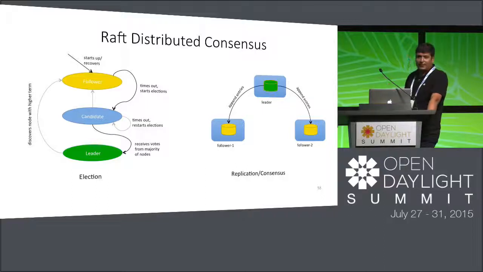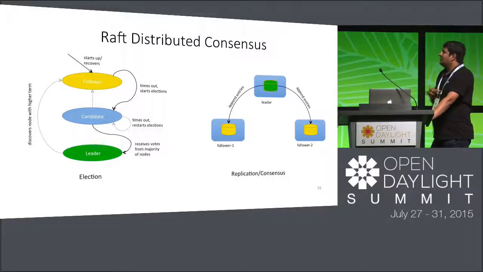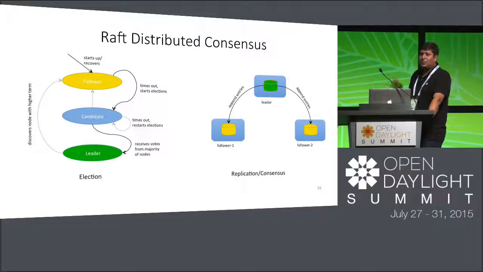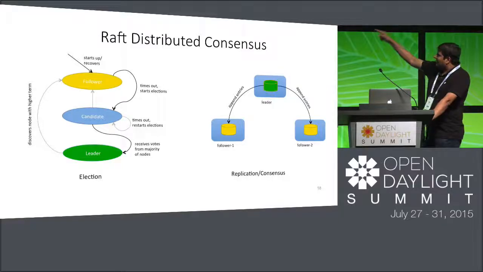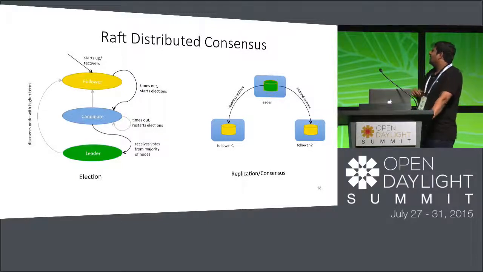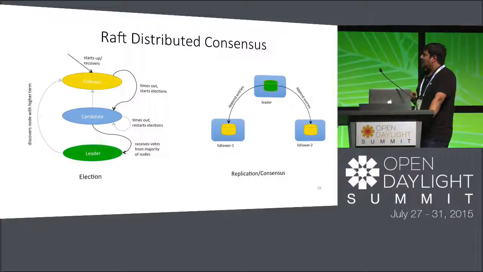Once you become a leader, then you have the authority to replicate data to the other nodes. So you start replicating. The leader sends these append entries messages, and append entries serves both as a heartbeat as well as a way to replicate data. So it's like a 2-in-1 thing. And that's how the replication works.